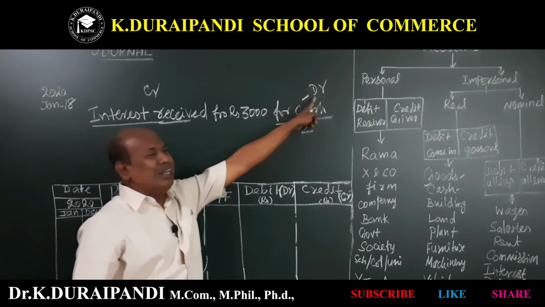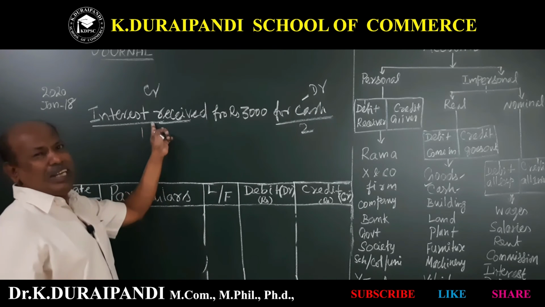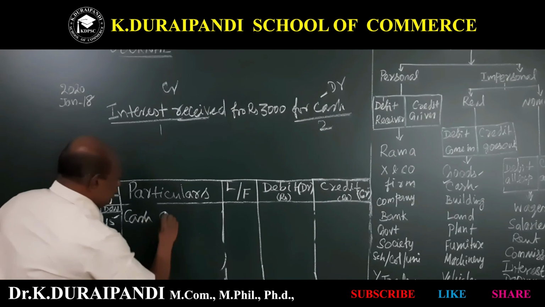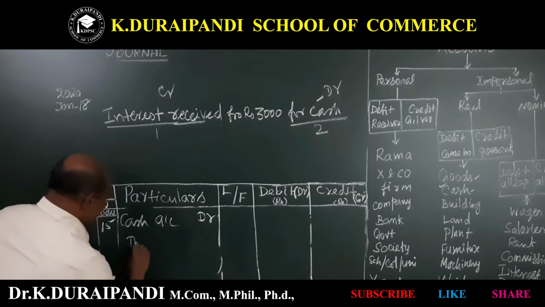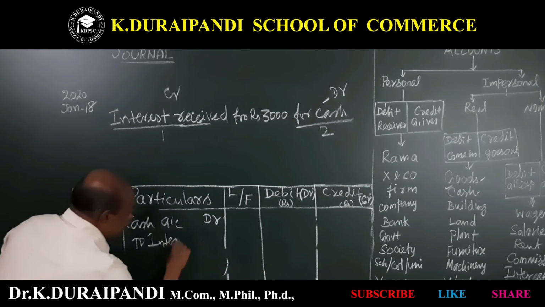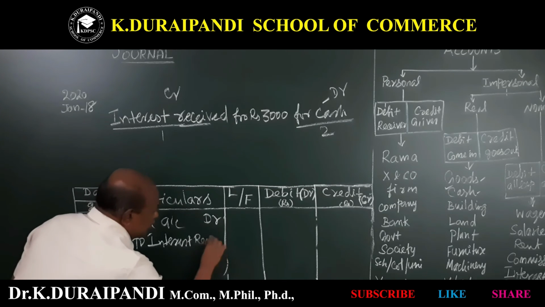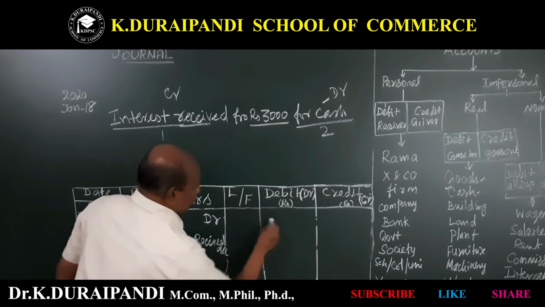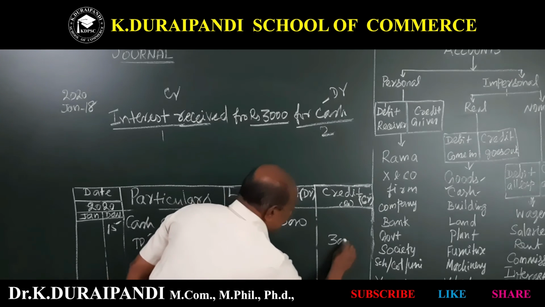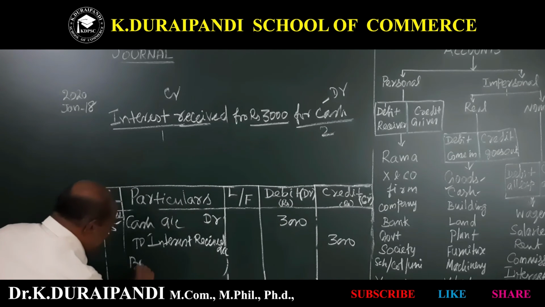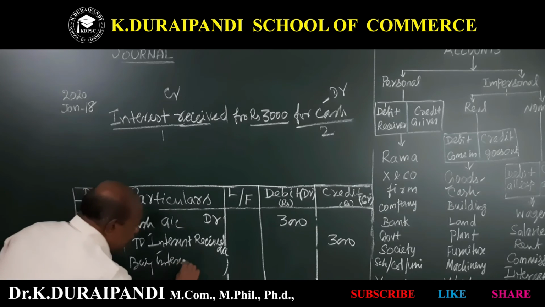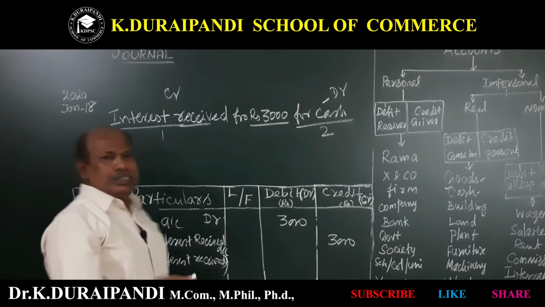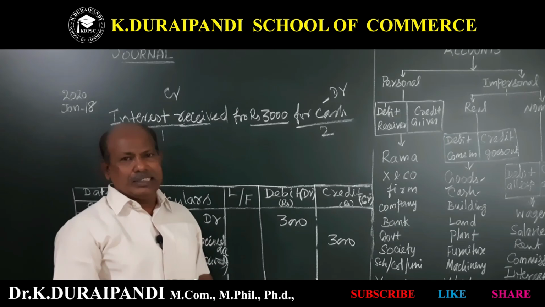First write the debit aspect, then the credit aspect. Journal: cash account debtor to interest received account. Amount 3000 rupees in the debit column as well as the credit column. Being interest received. That is the journal entry for this transaction.